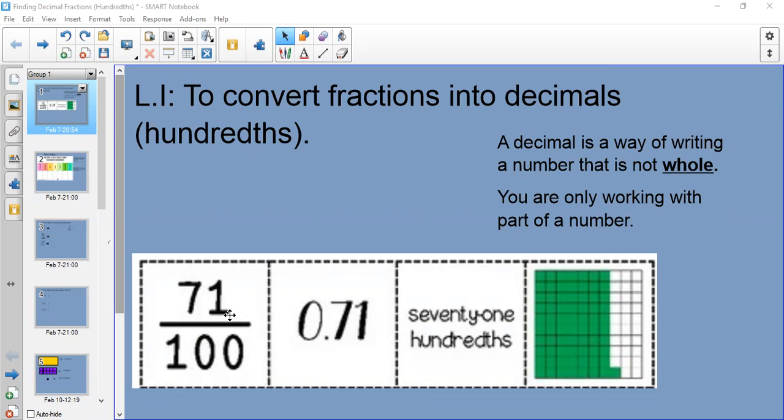Now, a hundredth is something that's out of 100. So 71 hundredths is a fraction, okay? That is what it looks like as a fraction. Converting that into a decimal is just 0.71. And if we look at it in picture form or shape form, 71 hundredths looks like this. So there's 100 total pieces and there's 71 pieces colored in.